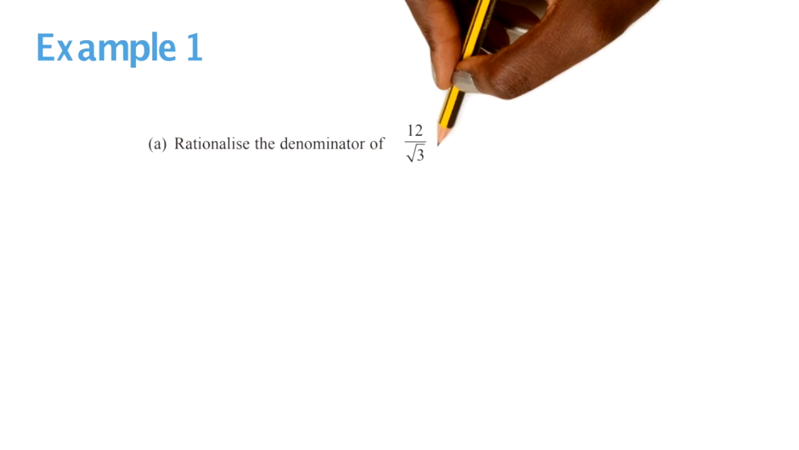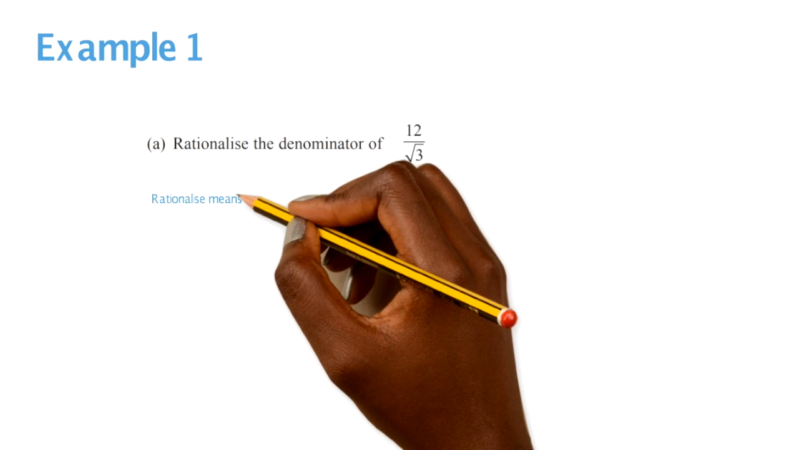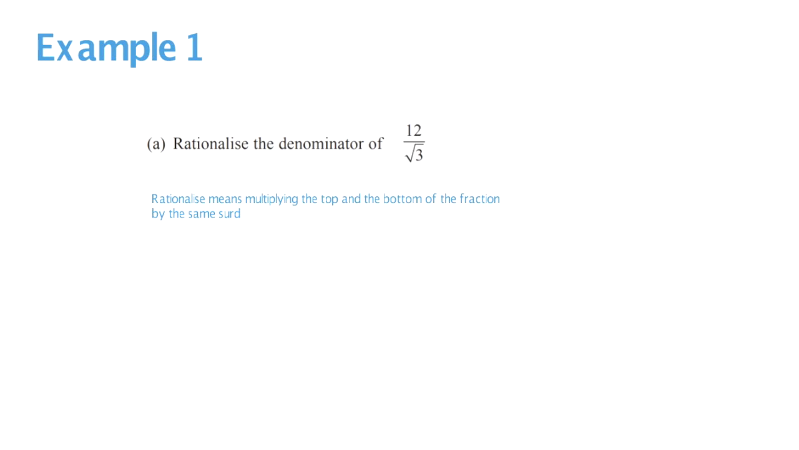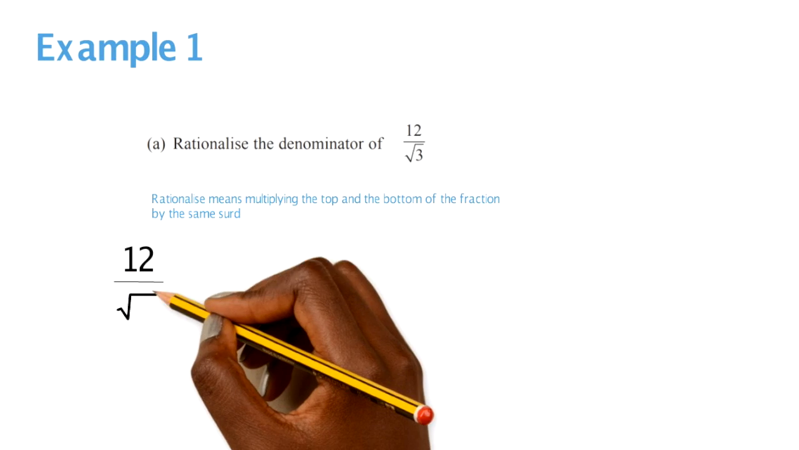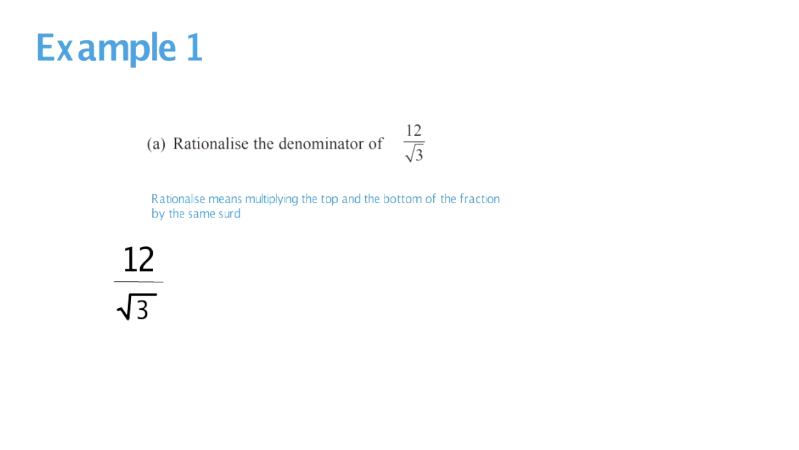So if we have a look at example 1, it says rationalize the denominator of 12 over root 3. So when it comes up with questions of rationalize, a lot of times these can confuse students. So basically you're going to multiply the top and the bottom of the fraction by the surd that's the denominator. So in this case, our denominator of a surd is root 3. So we're going to multiply the 12 by root 3, and we're going to multiply the 3 by root 3.